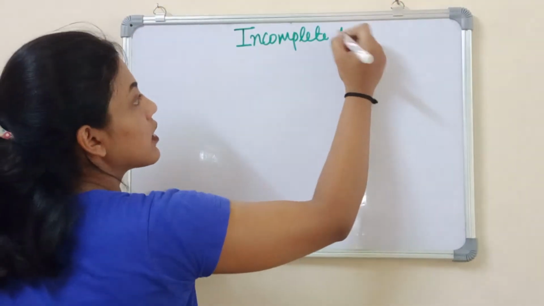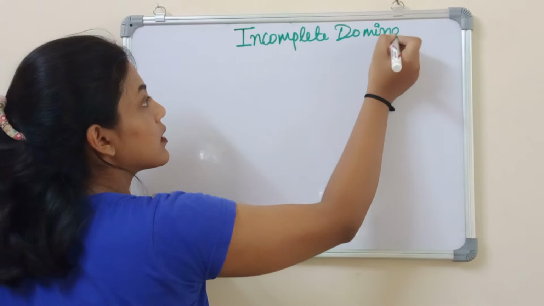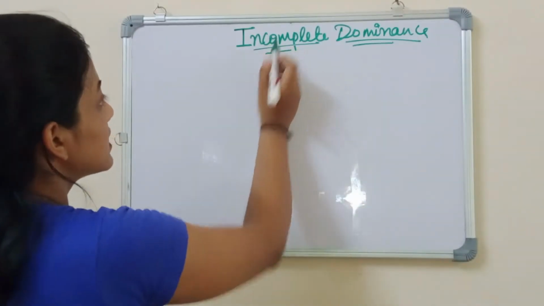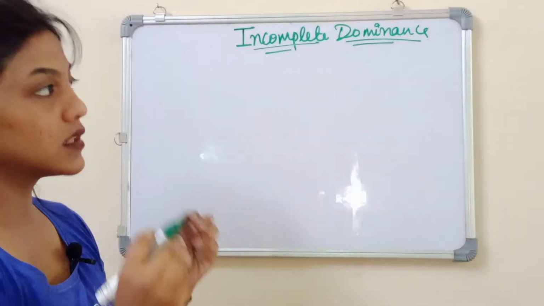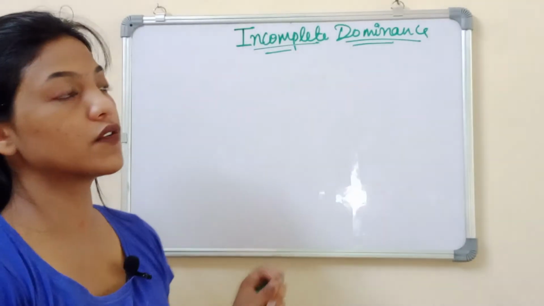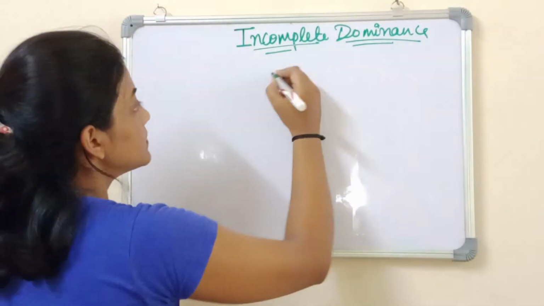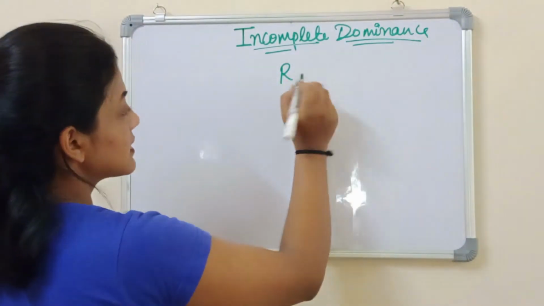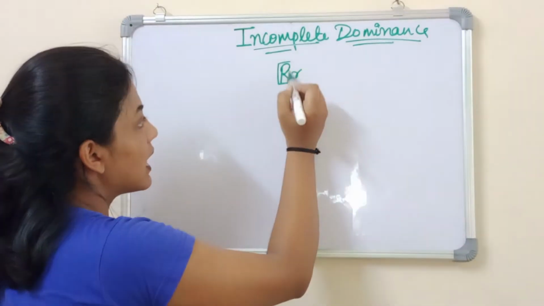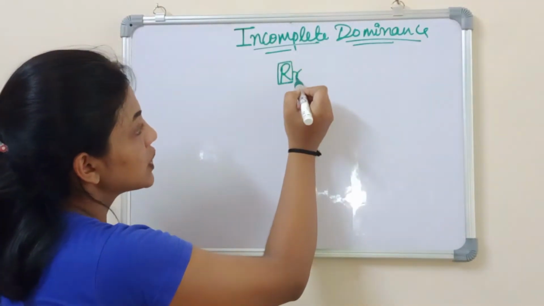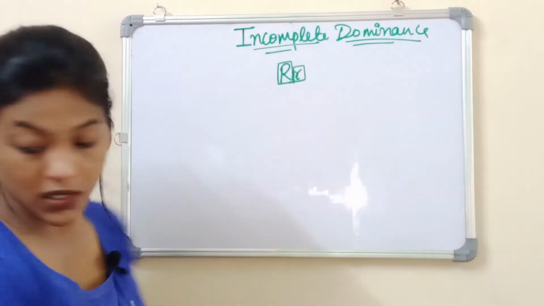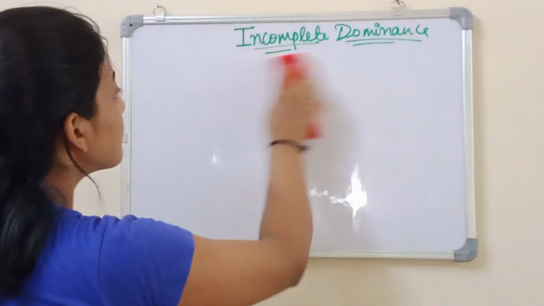Incomplete dominance. What does that mean? This means that neither of the two alleles is dominant over the other. If one allele is capital R, the other allele will be small r. So this capital R is not dominant over the small r, neither is the small r dominant over the capital R. Let me explain with the help of an example.